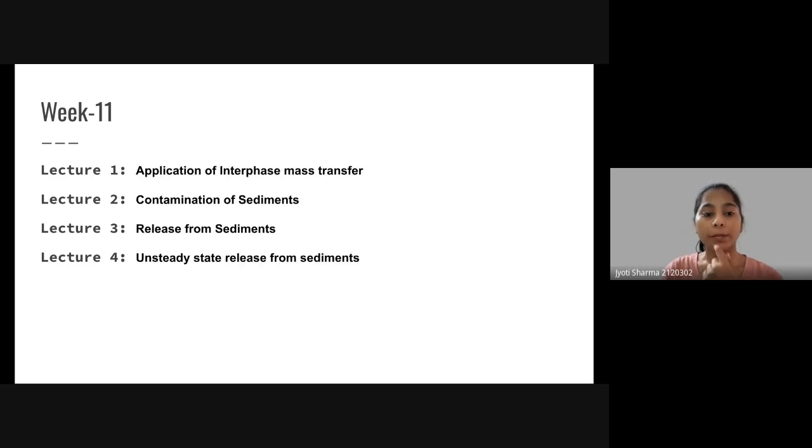Okay. So in week 11, we completely talked about the sediments. As I told you, the interesting part of the sediment is that sediment has the solid part as well as the pore water. And that's why if a contaminant is on the solid part, it may interact with the pore water, and then it will go to the water. That's how it creates the complexity that we learned in week 11.